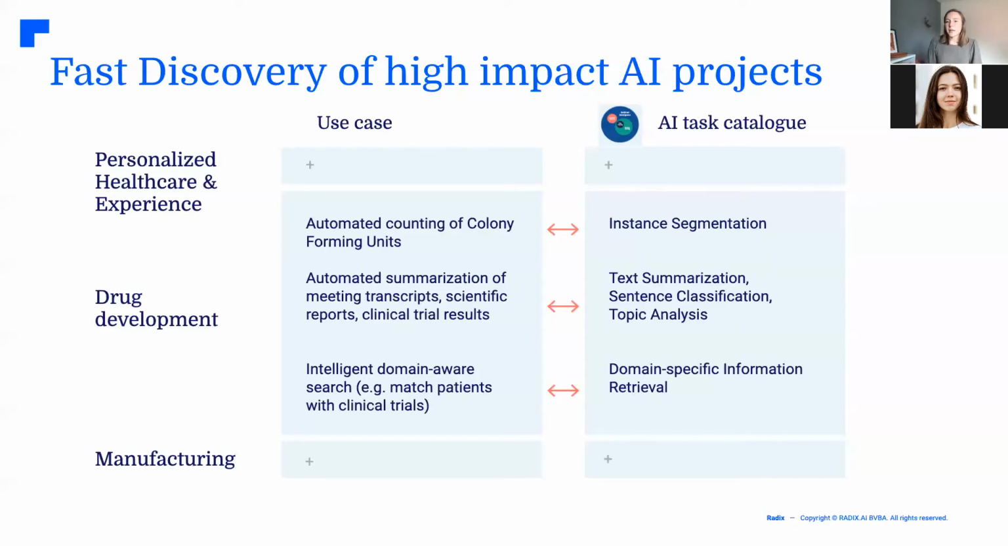And a third high impact use case that we identified here is AI-driven matching of patients with clinical trials. So for example, what we could do is by doing domain-aware information retrieval. So instead of using simple keyword matching, we could match together different medical terms, medical codes as well, or different descriptions of the same pathology to be able to find matching patients in a faster way.